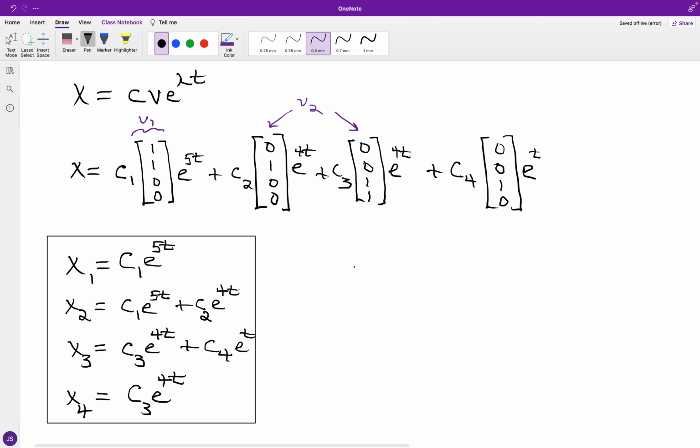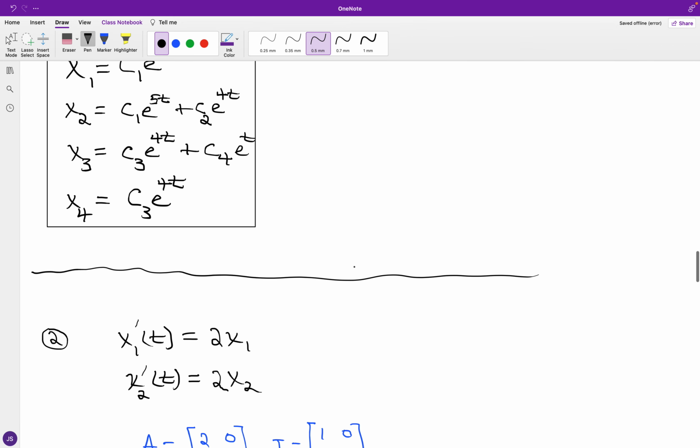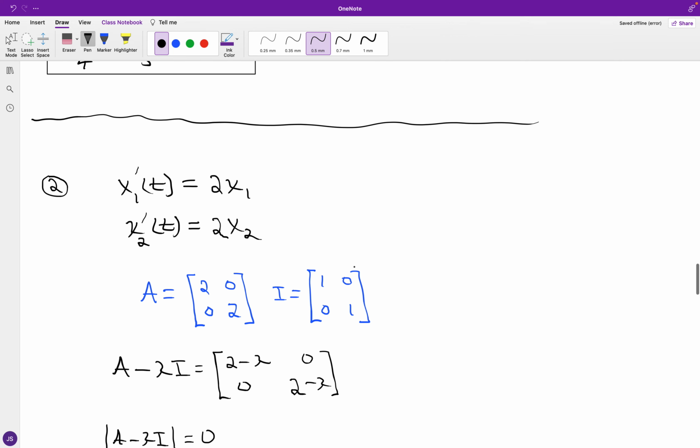And for x sub 4, the only non-negligible term is c sub 3 times e raised to the 4t. Now let's look at some of the simpler equation systems that might have a bit of a twist added. Let's say the first order derivative of x sub 1 with respect to t is equal to 2 times x sub 1, and the first order derivative of x sub 2 with respect to t is equal to 2 times x sub 2.